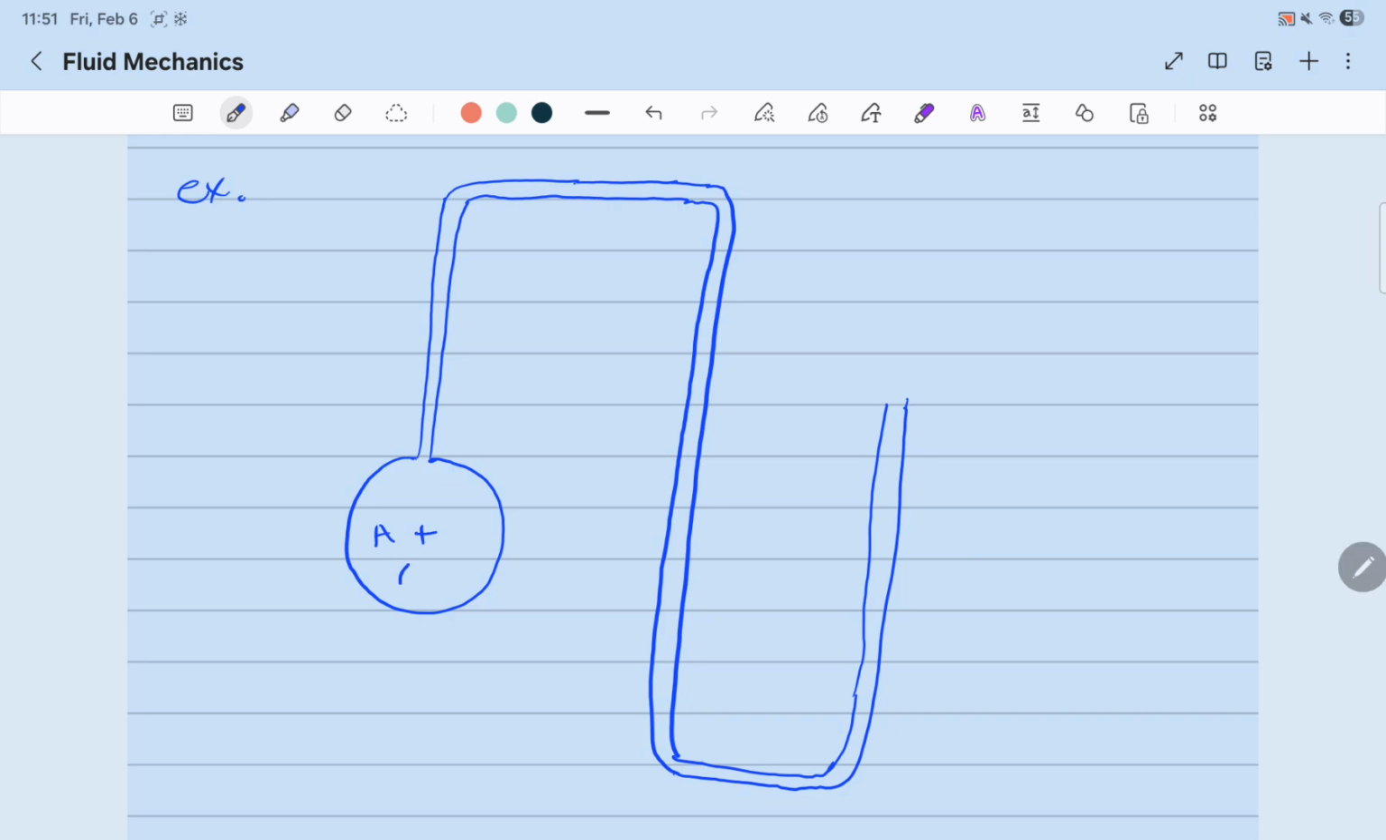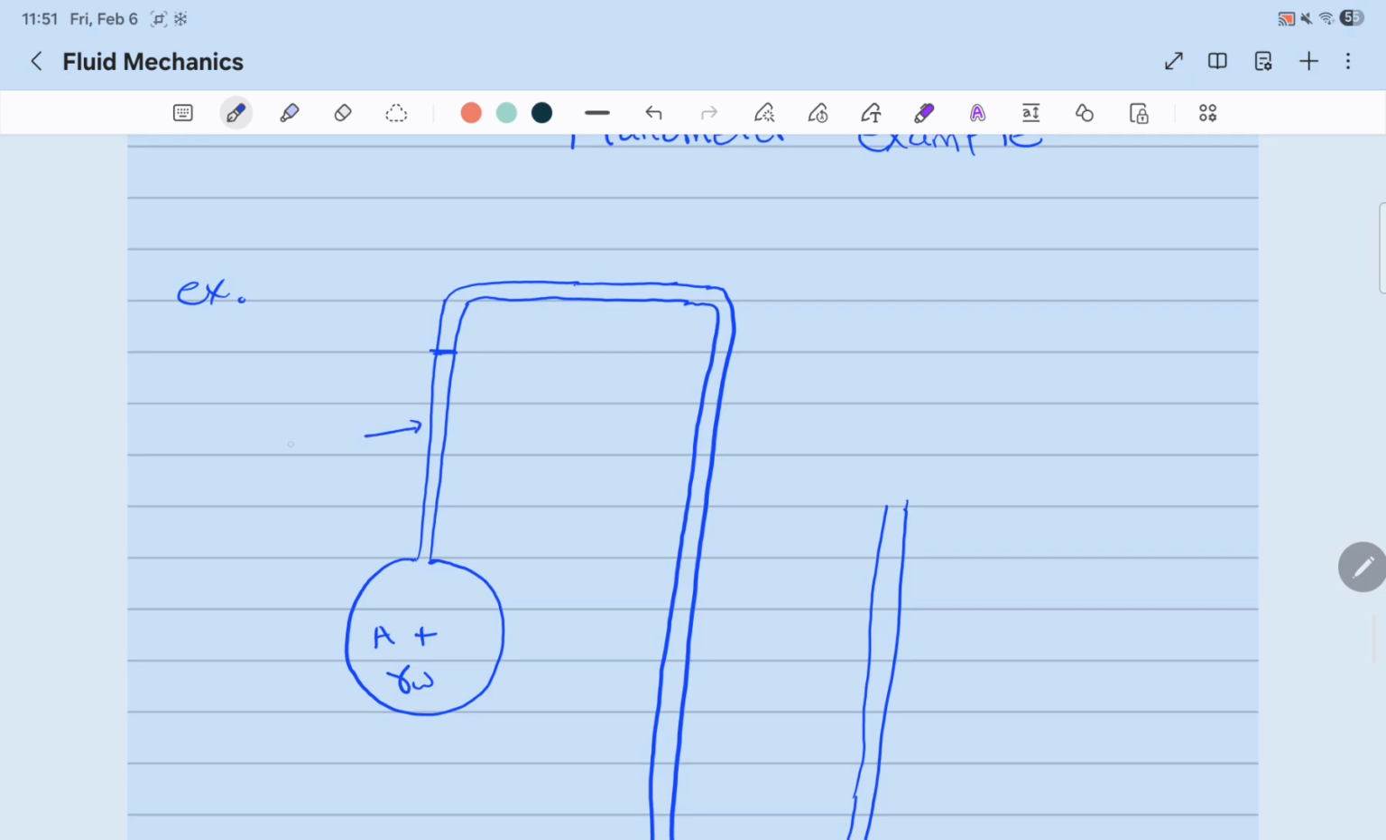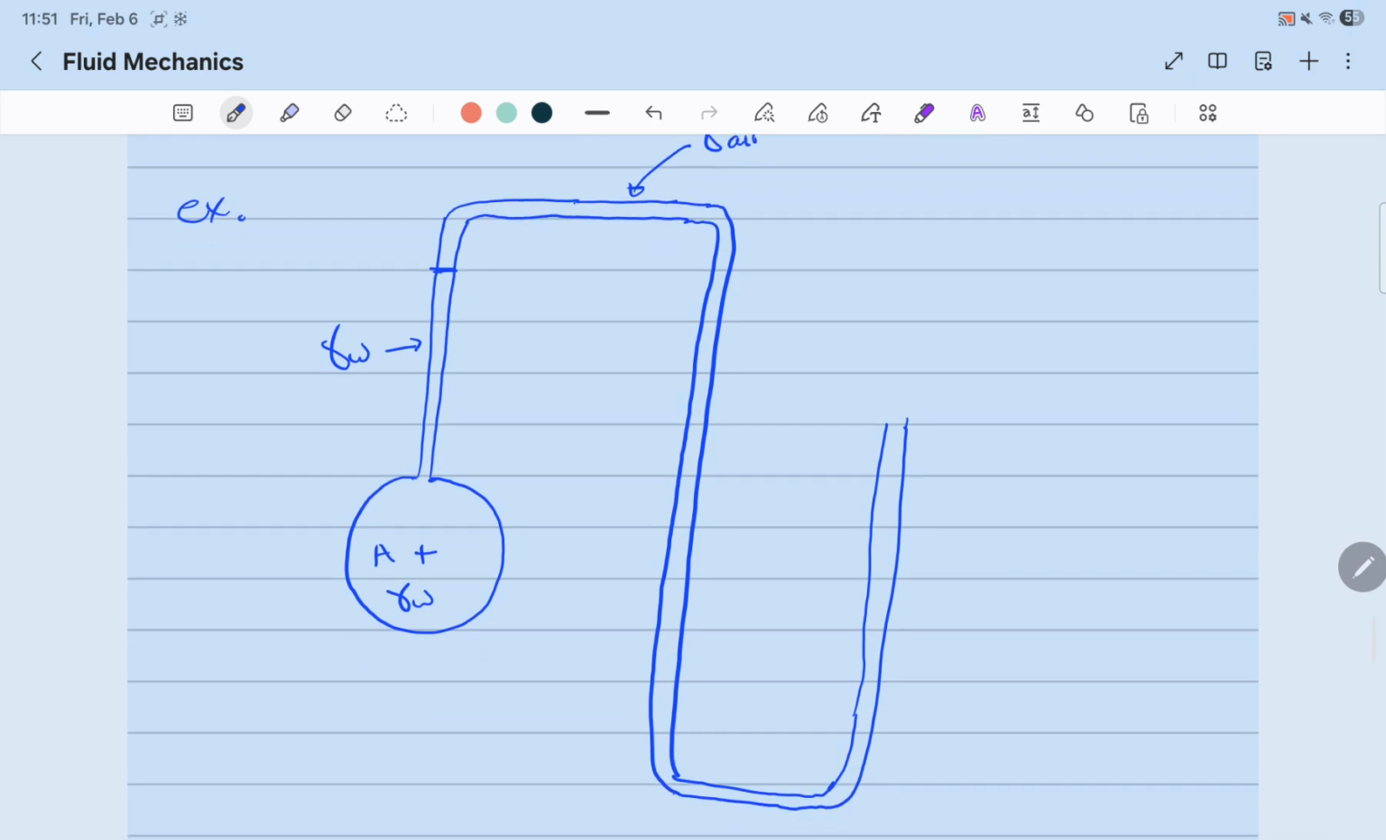Okay, we'll assume that the liquid here is water all the way up to this level. So this is water, with the specific weight of water. This here we'll assume to be air, and it goes all the way to here. From that point, this is water again until this point.